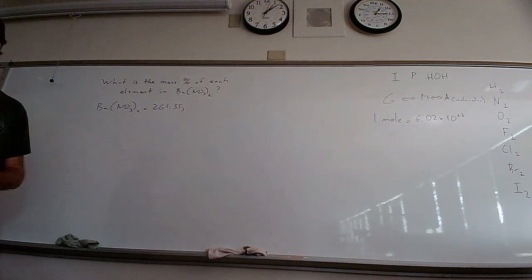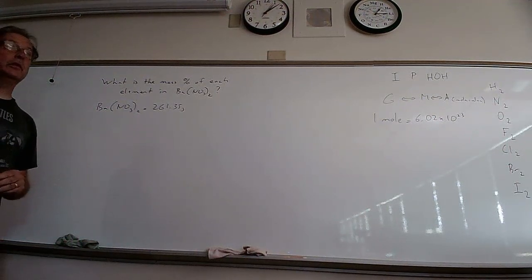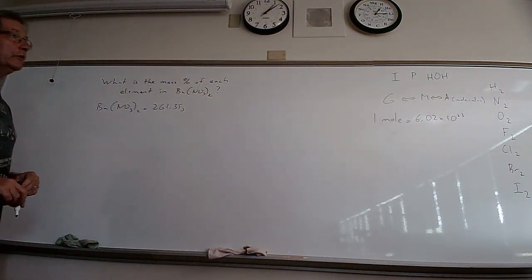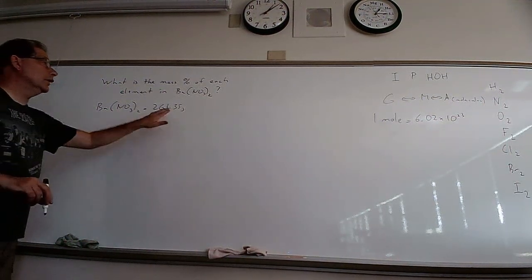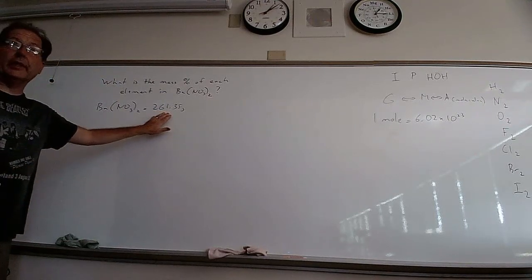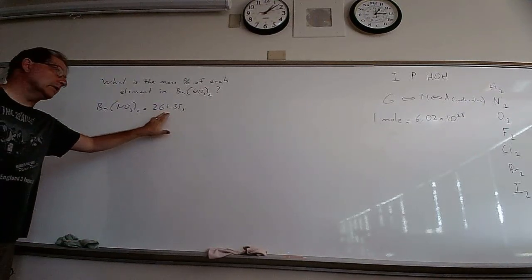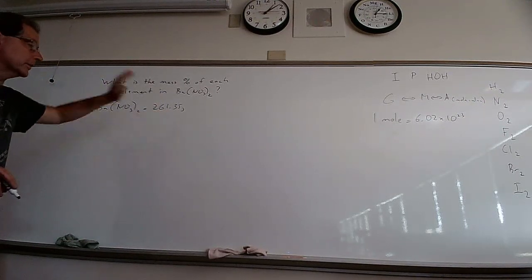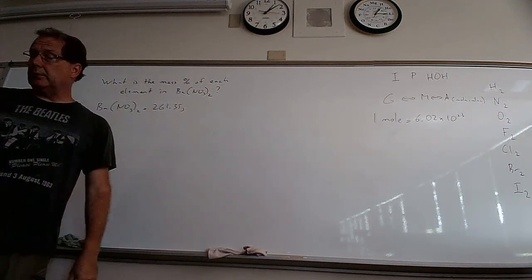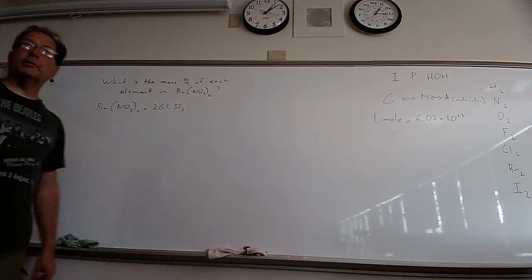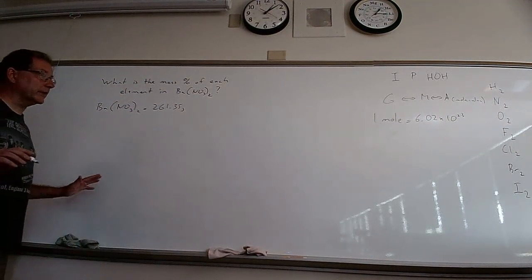Well, the next question is, what is the mass percent of each element in barium nitrate? I chose barium nitrate because we did that earlier, and here's the molar mass for it, so we didn't have to calculate it again. But I had to because I erased the board, and I just thought, I'll do it this way. Okay, so what you do, I'll do one of them and then I'll pause it, in case you forgot how to do it.